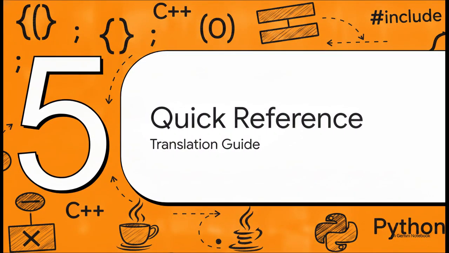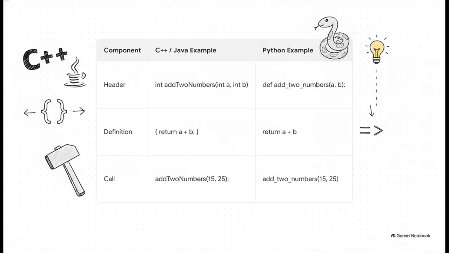Quick reference for students. You might actually want to pause the explainer or screenshot this right now. This is essentially your master translation guide between the strict explicit structure of C++ and Java and the streamlined indented syntax of Python. Notice how int add two numbers, with its explicit types, translates simply to def add_two_numbers in Python. Notice how those curly braces disappear completely in favor of indentation. This is your cheat sheet for seamlessly moving between these incredible languages.